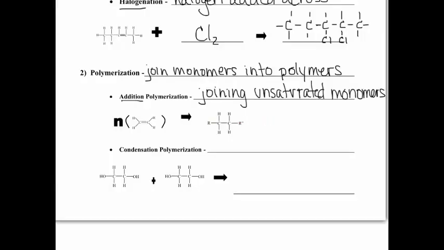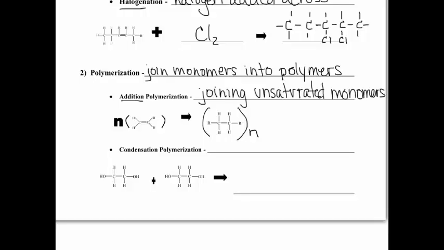So this would continue in both directions. And to show that that's the case, we put parentheses, and now we put the N as a subscript. So pretty much if you see an N, it's going to be polymerization. And if it involves a double bond, it's going to be addition polymerization.